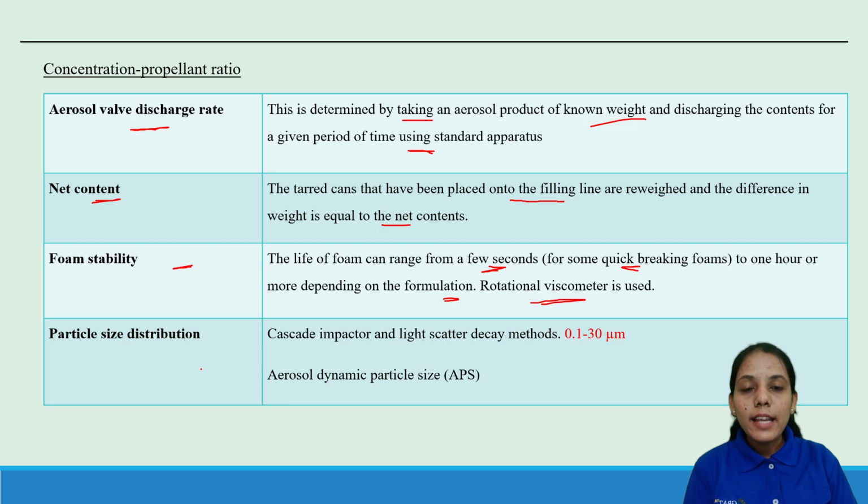Next is particle size distribution. This is also very important, which apparatus is used for particle size determination. So cascade impactor and light scatter decay method, this is used and the range is from 0.1 to 30 micrometer. Remember this one, 0.1 to 30 micrometer. And aerosol dynamic particle size: the particle size is known as aerosol dynamic particle size, that is APS.